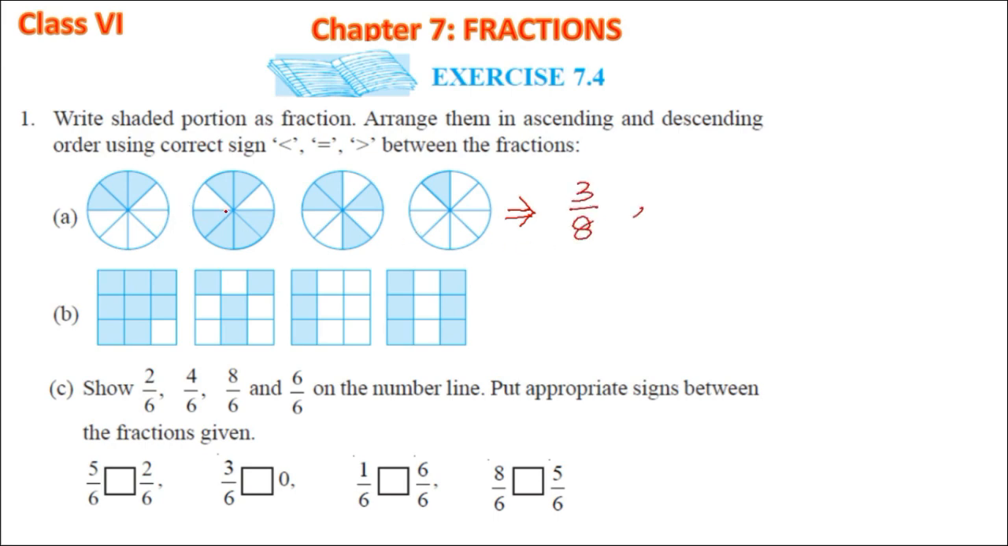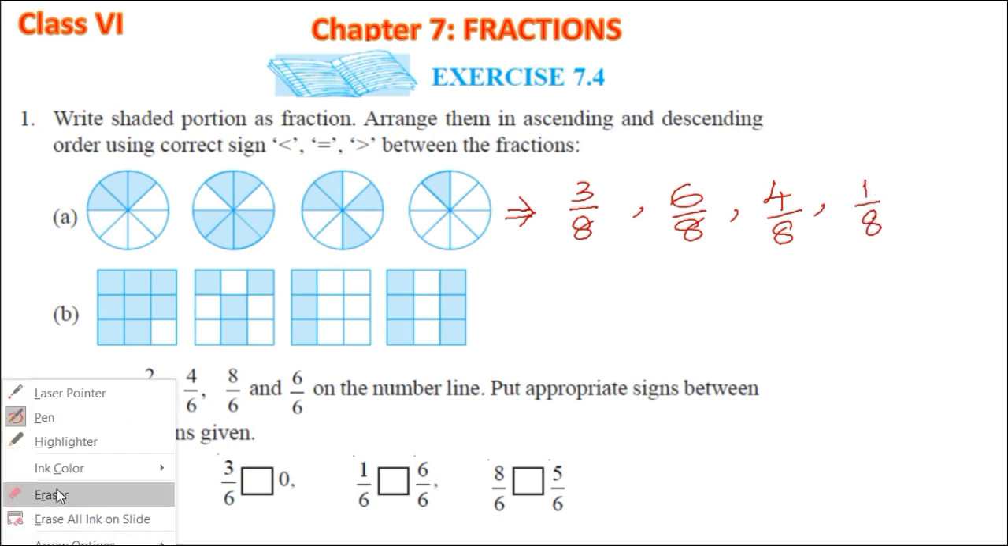For the second, there are 6 parts which are shaded out of 8 parts. So 6 by 8. For the third figure, we have 4 parts shaded among 8 parts. It is 4 by 8. For the last one, we have only one part shaded out of 8 parts. It is 1 by 8.